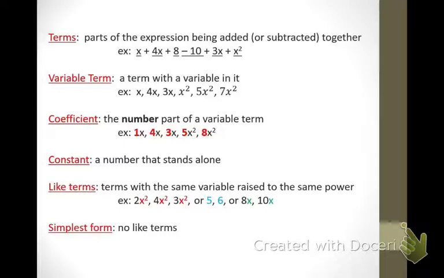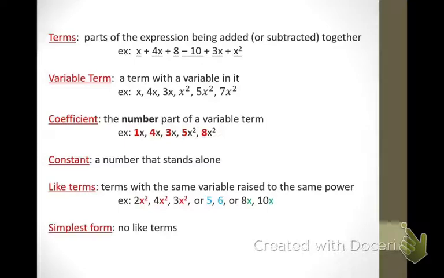Next up is a variable term. A term with a variable in it. Can anyone raise your hand and give me a guess of what you think a variable is? Very good. It's a letter. In math, the two most commonly used letters are X and Y. However, it can be any letter out of the entire alphabet. So you can see here, we've got some examples. X, 4x, 3x, x squared, 5x squared, and 7x squared. Those are variable terms because they have a variable or they have a letter in it. Everyone say variable? Variable. Letter. Letter.